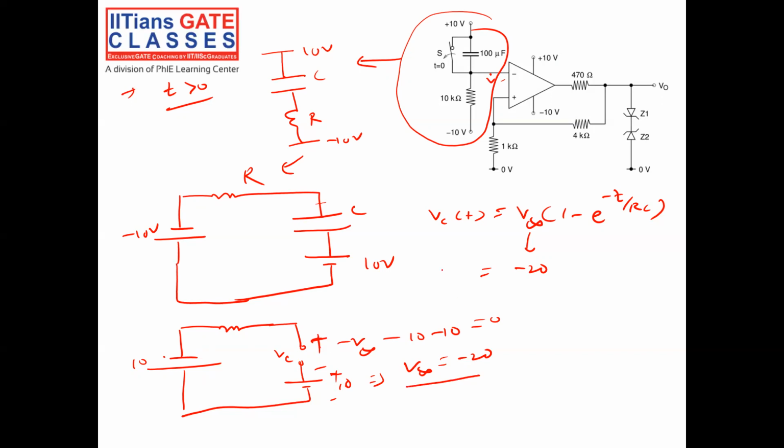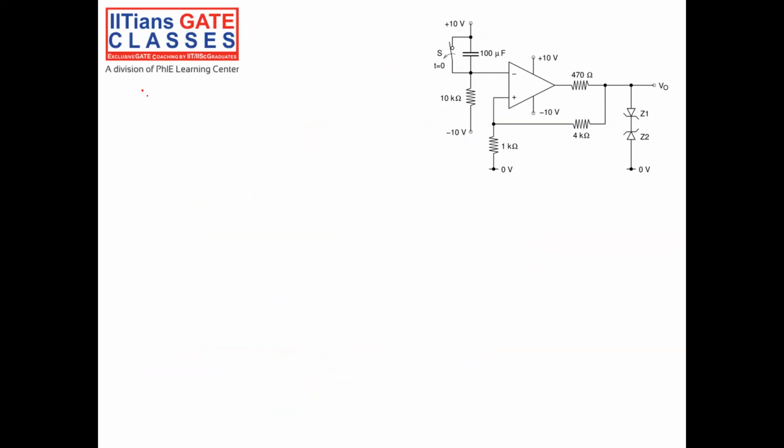Okay, so what is VC(t)? VC(t) is equal to minus 20, the value at infinite time, into 1 minus e to the power of minus t by RC, right? This is the voltage across the capacitor.